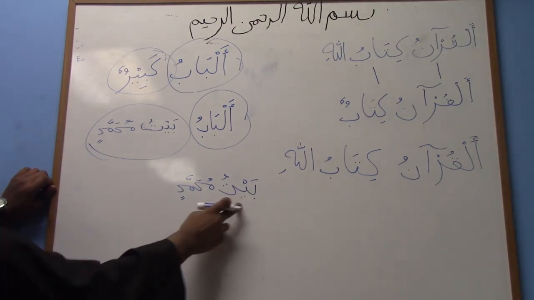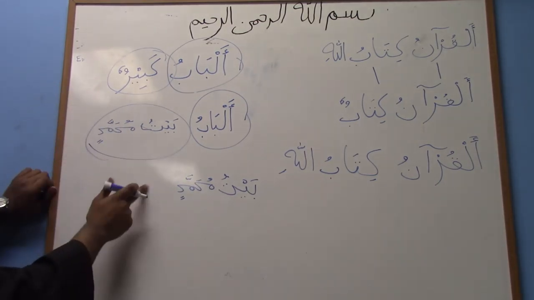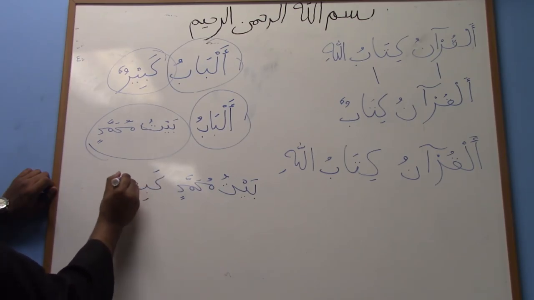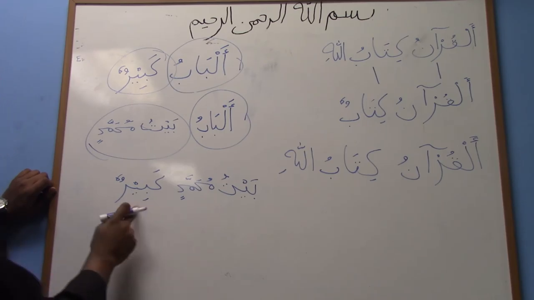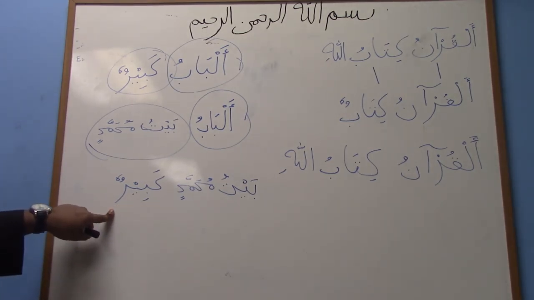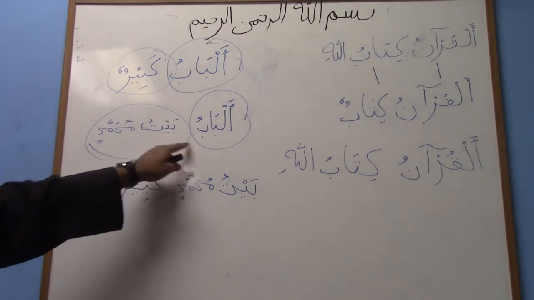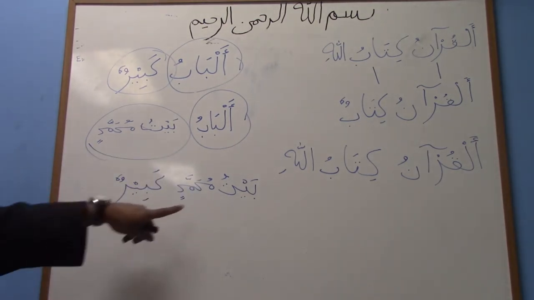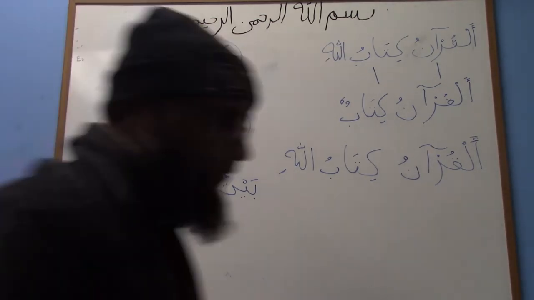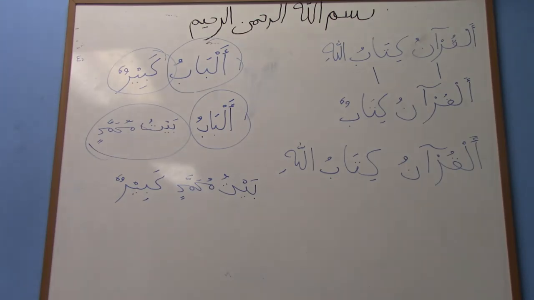Right? This is the subject now. The predicate remains the same. Put kabirun over here. Now the meaning, baytu Muhammadin kabirun: Muhammad's house is big. Okay? Here it means the door is Muhammad's house. Here, Muhammad's house is big. All right? And I think we went over that on Thursday or Friday, no? On Friday we explained it and we gave examples of it, and you guys have to do exercises. All right?